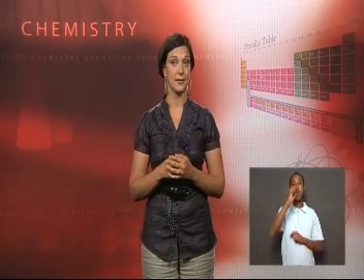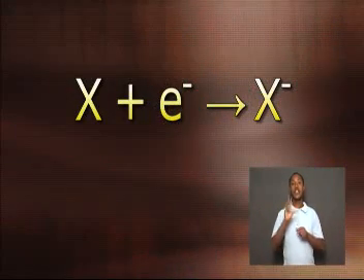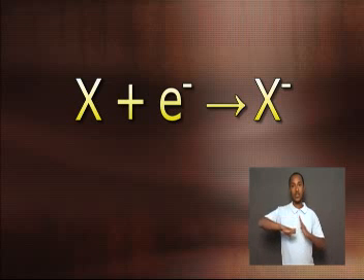Non-metals, by contrast, might have 4, 5, 6, or even 7 electrons on their outermost shells. They tend to gain electrons in an effort to reach a stable octet. When they gain electrons, they form negatively charged ions, or anions. If a non-metal gains an electron, it becomes an ion with a charge of -1.